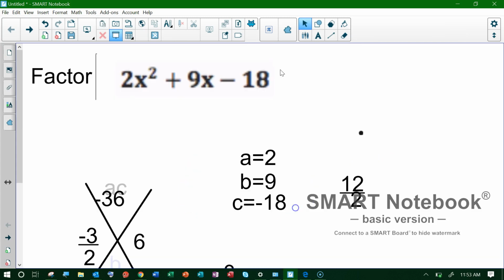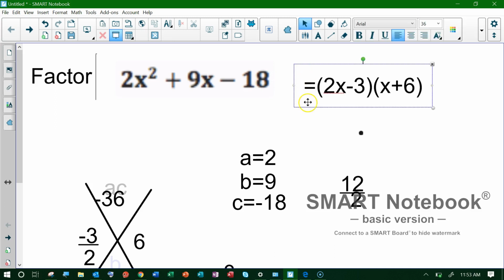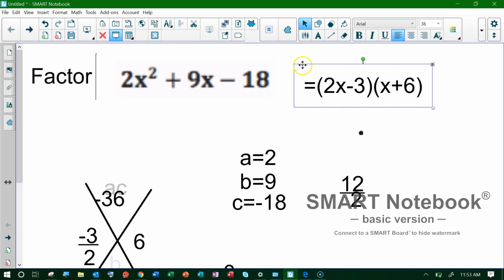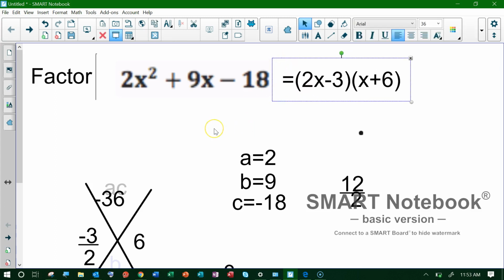So the factored form is 2x minus 3 times x plus 6, and that's basically using everything. Okay, and that concludes this video.